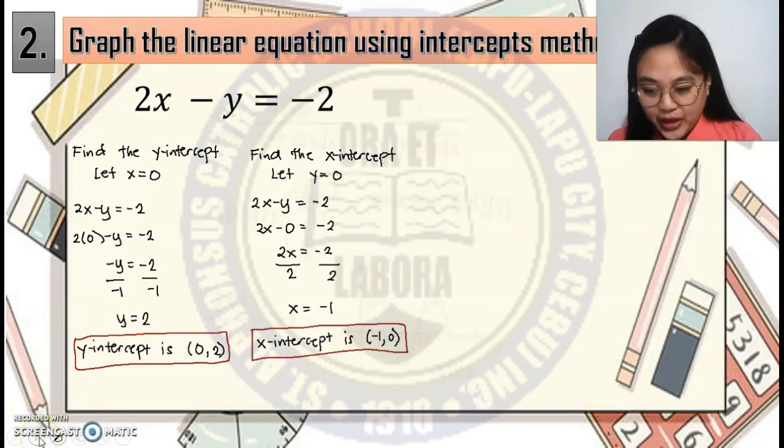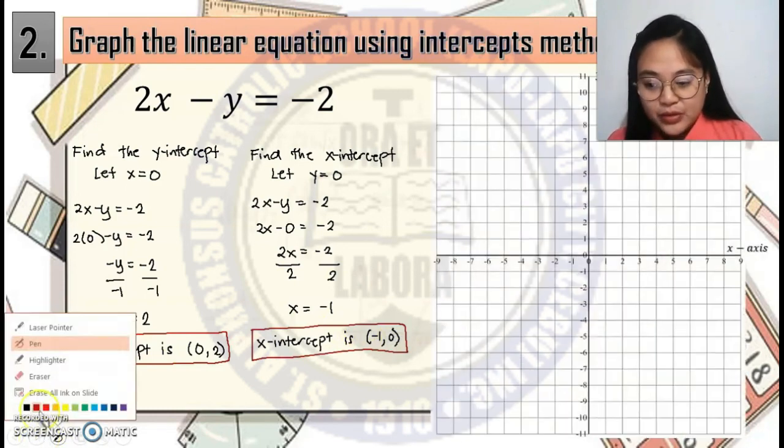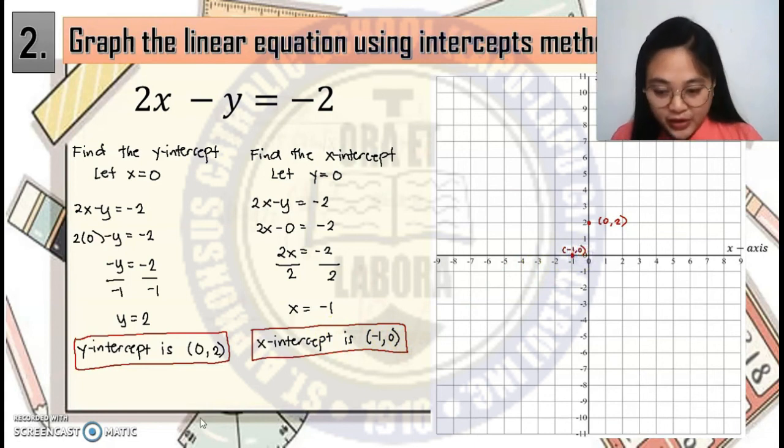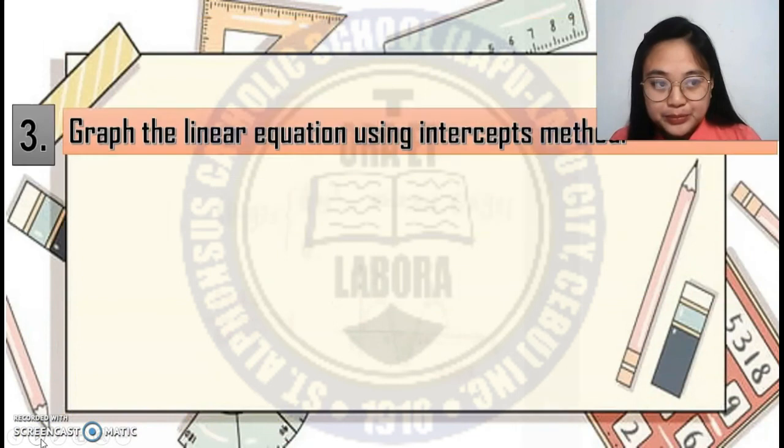Next, we're going to graph the given. So, our y-intercept is (0, 2). This is where (0, 2) is. And next, our x-intercept is (negative 1, 0). (Negative 1, 0) is in this part, and I want you to label (negative 1, 0). Then you're going to connect the 2 points. Next class, we're going to proceed to example number 3.